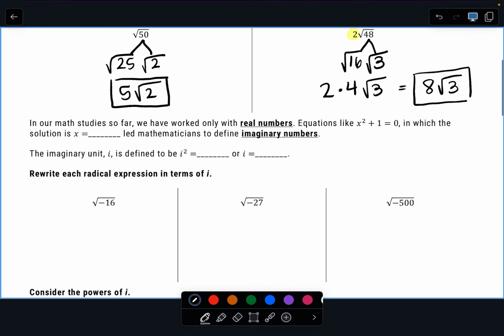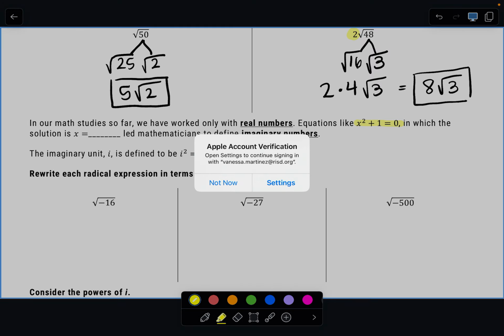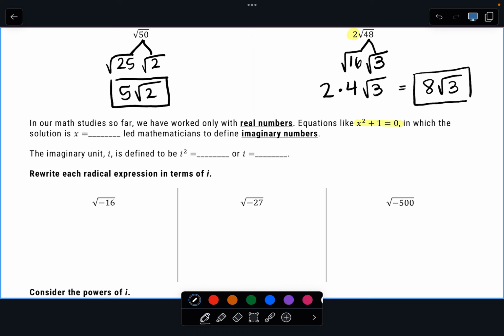Whenever we go in and we take the x squared plus 1 equals 0. If I wanted to solve that, what do I do? Subtract 1. So I'm going to subtract 1 from the left, subtract 1 from the right. I'm going to get x squared equals negative 1.